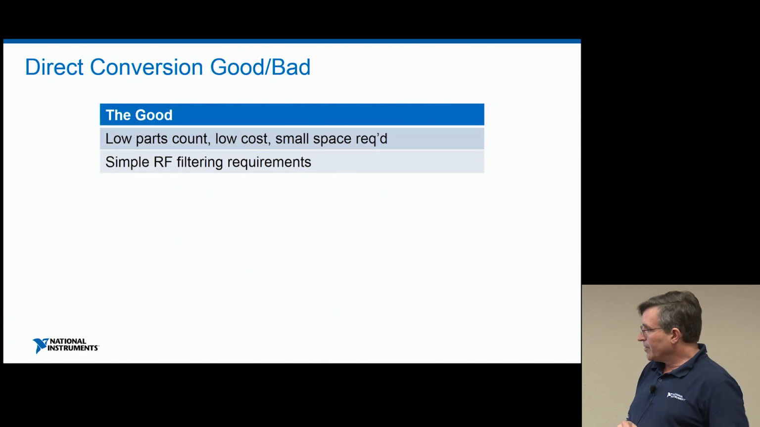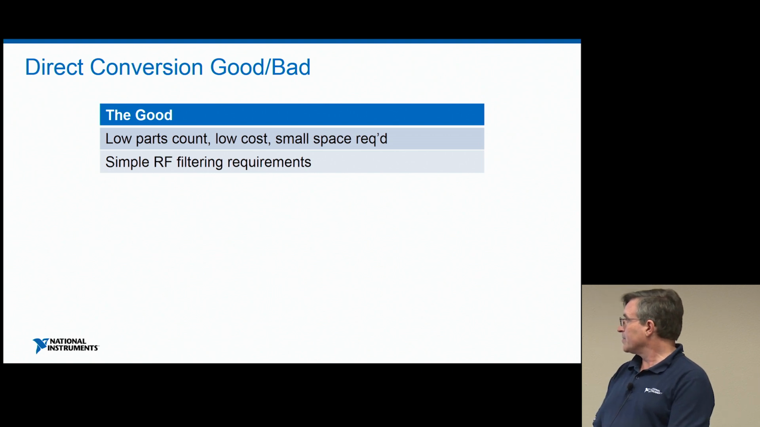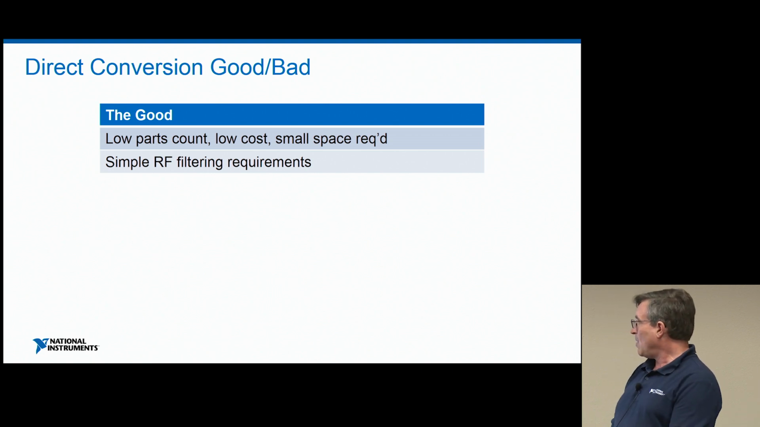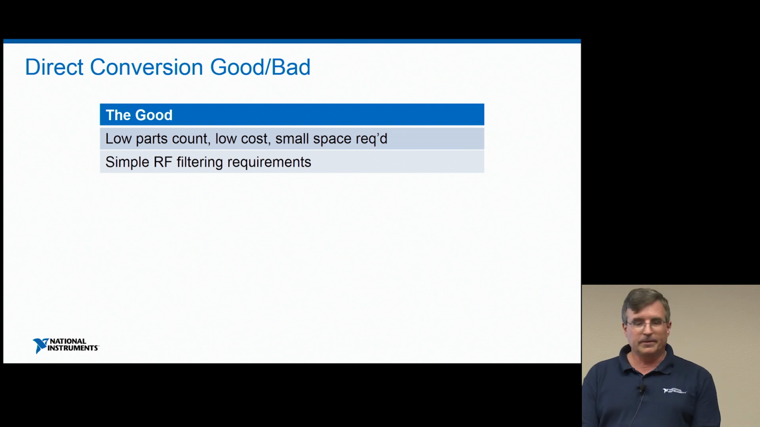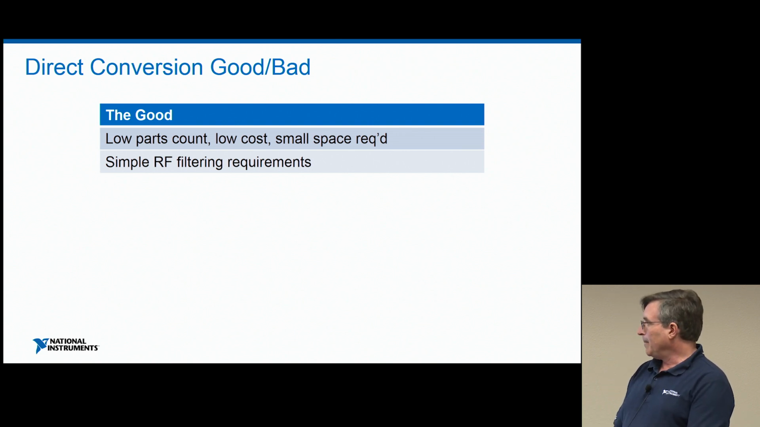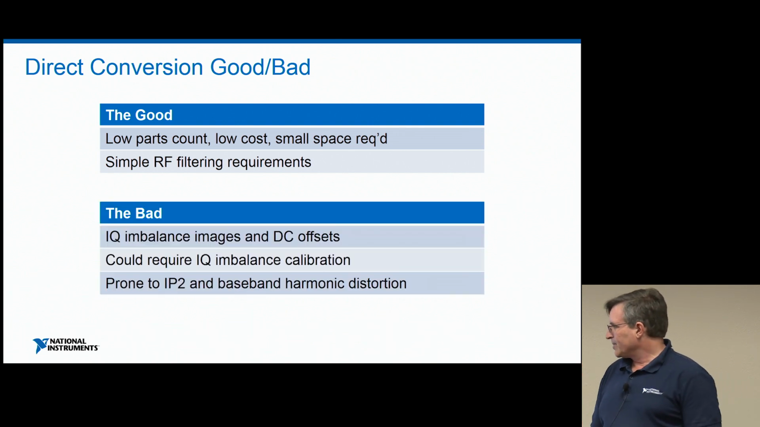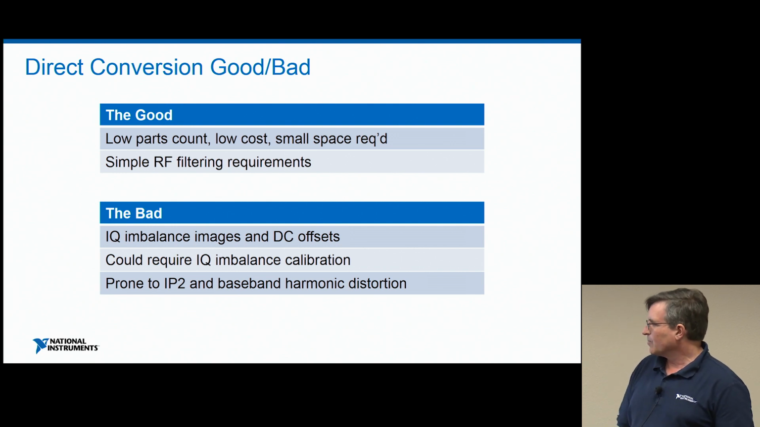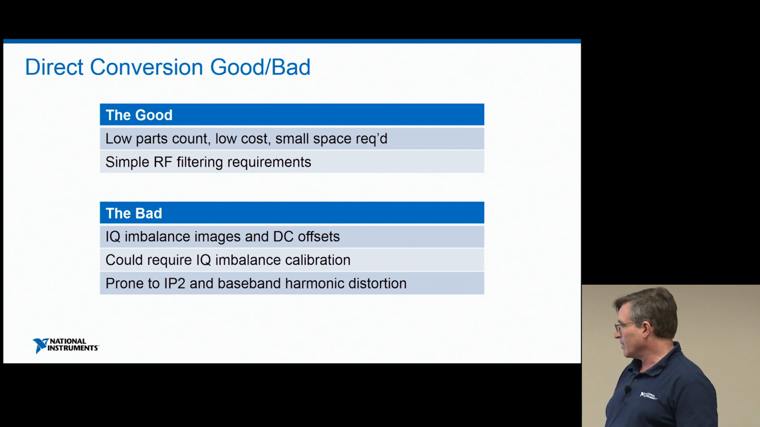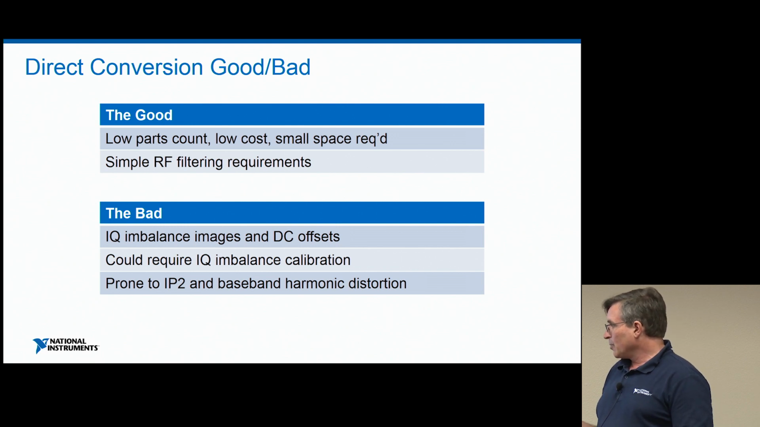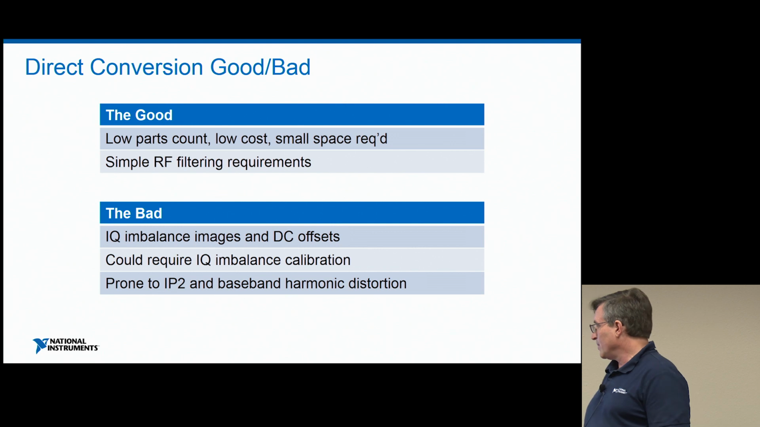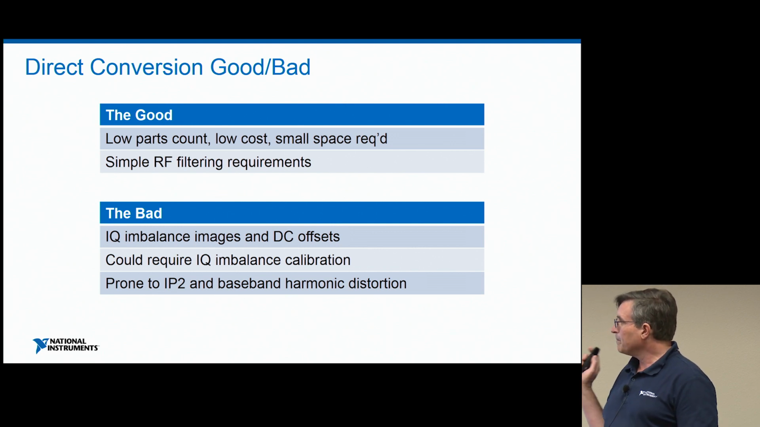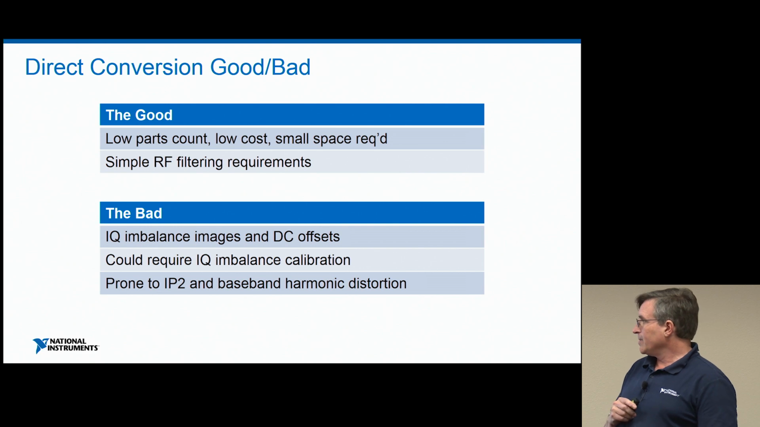So the good of direct conversion is low parts count. It's small, very cost efficient, and has simple RF filtering. I didn't even really talk about that, but there is not really a major requirement for a lot of RF filtering unless you want to get rid of out-of-band stuff. The bad is that you do have those IQ images and DC offsets, which could require some sort of calibration to get rid of them. And it's also prone to intermod distortion as well as harmonic distortion. Okay? So the next architecture I want to talk about is low IF.